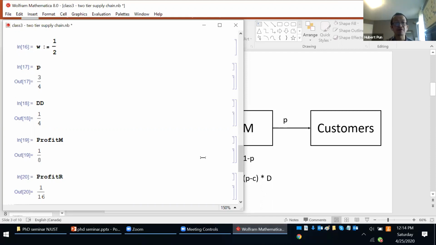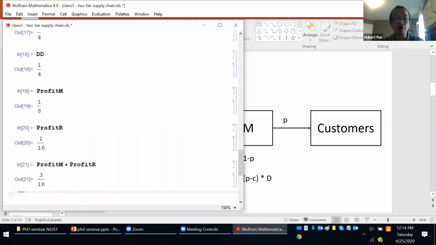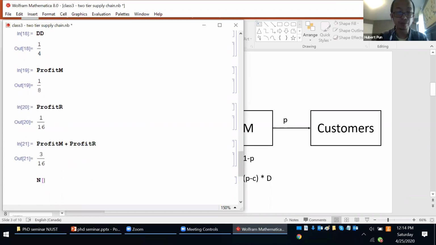And the retailer has an even smaller profit, which is 1/16. If we want to look at the supply chain profit, which is profit M plus profit R, so that is 3 over 16. We have a command N of 3/16. So N in Mathematica means it computes the numeric value, okay? The numeric value of 3 over 16 is 0.1875.